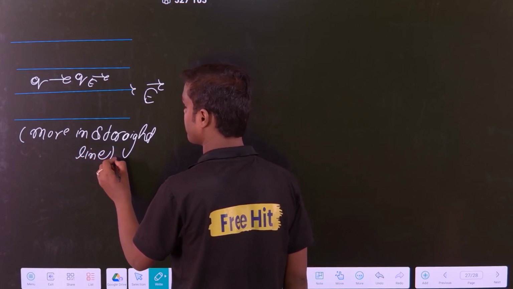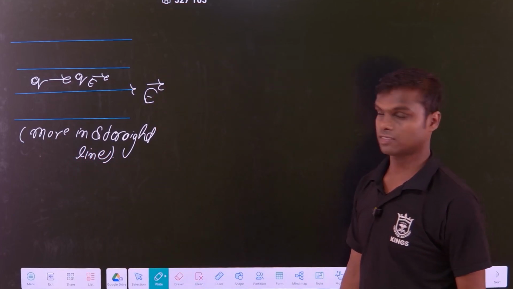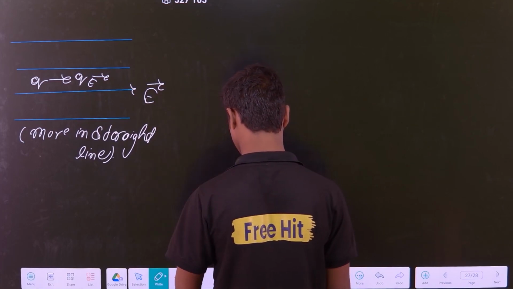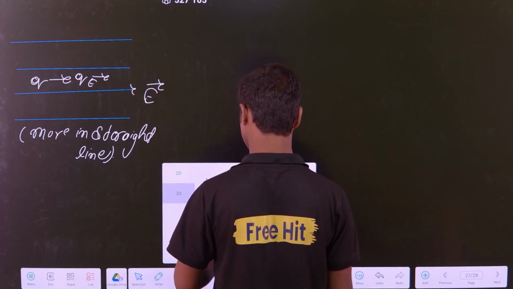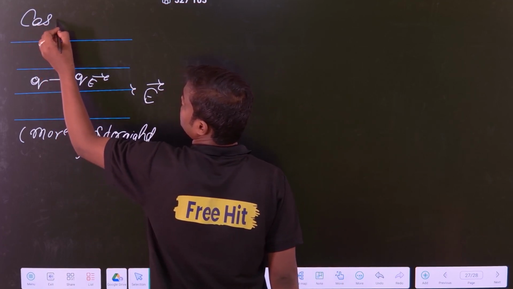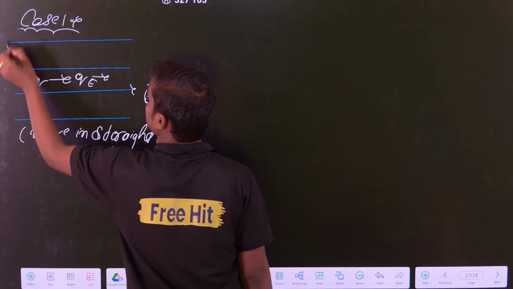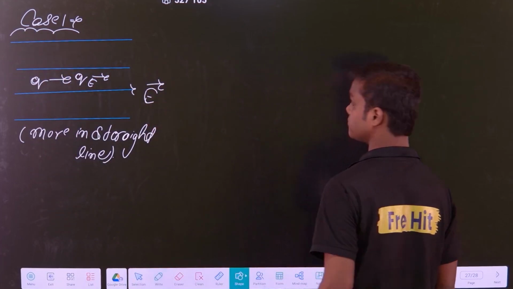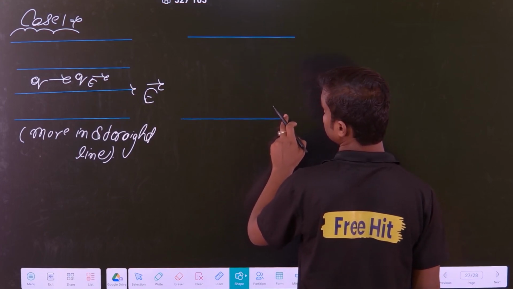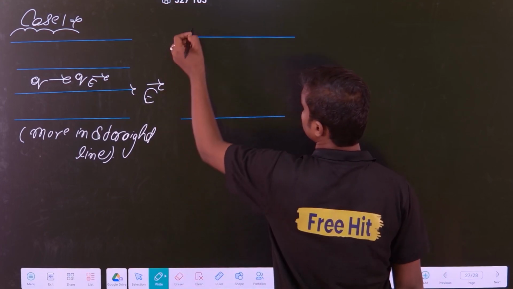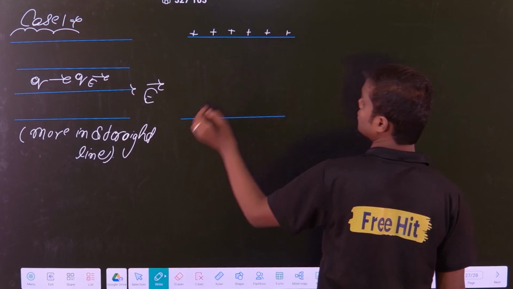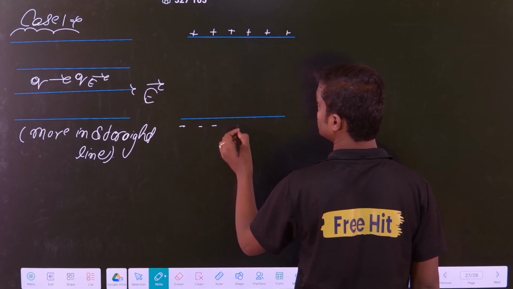The path will be a straight line. Suppose that is case 1. This is my case 1. Okay, suppose I take another case. Suppose this plate is positive charge, this plate is negative charge.